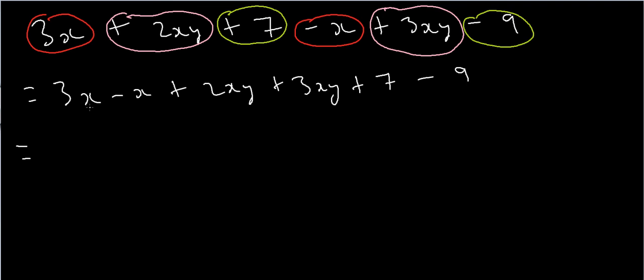So what is this? Well, we've got 3x minus x. We look at the terms in front of the x. So these are called coefficients. We've got 3 minus 1. So that's 2 times x.